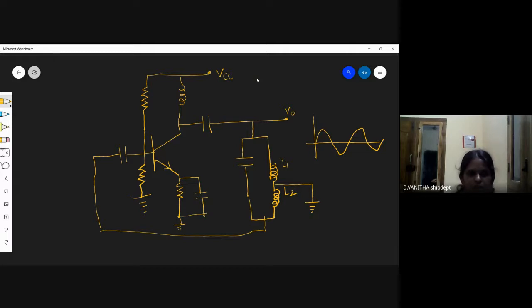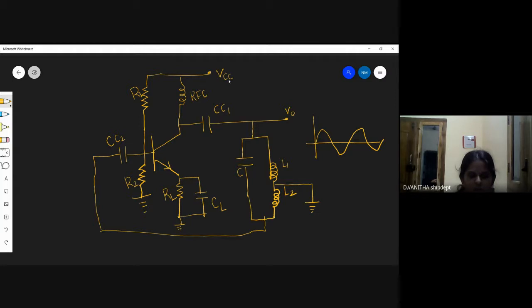Here this will be known as CC2 and this is CC1. This is RFC, radio frequency choke. This is R1 and this is R2. Here this will be the load element. So load resistance, this will be the load resistance. This will be the load capacitance. So this is the capacitance.